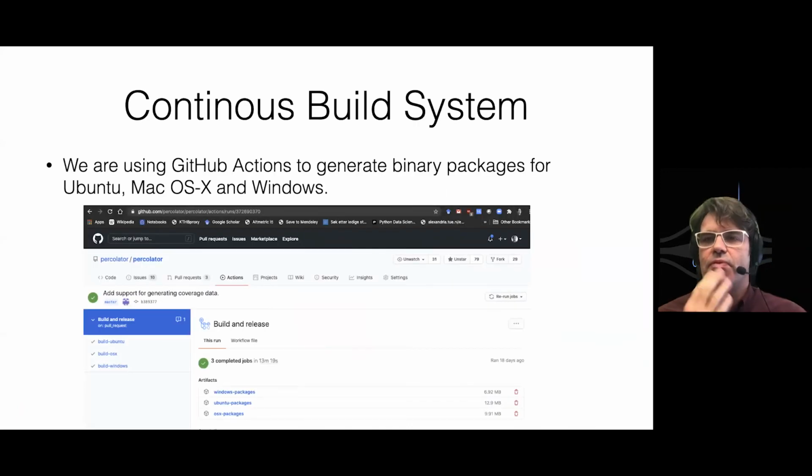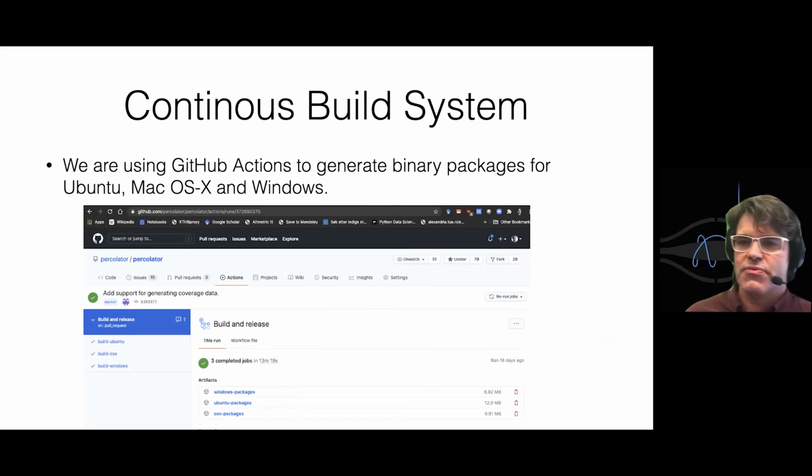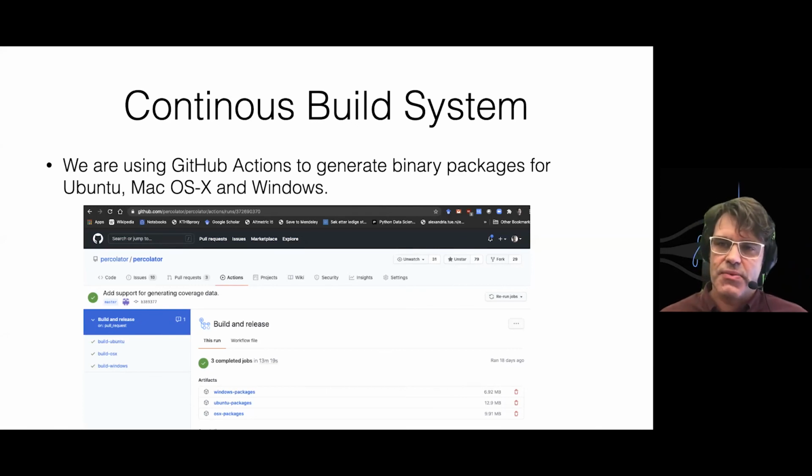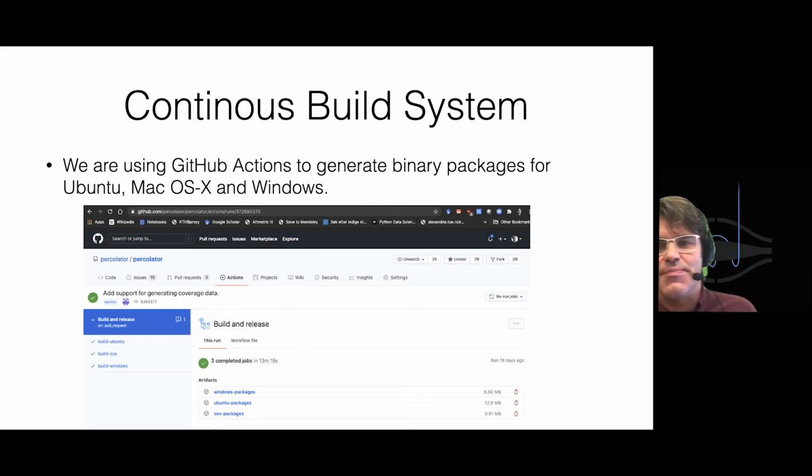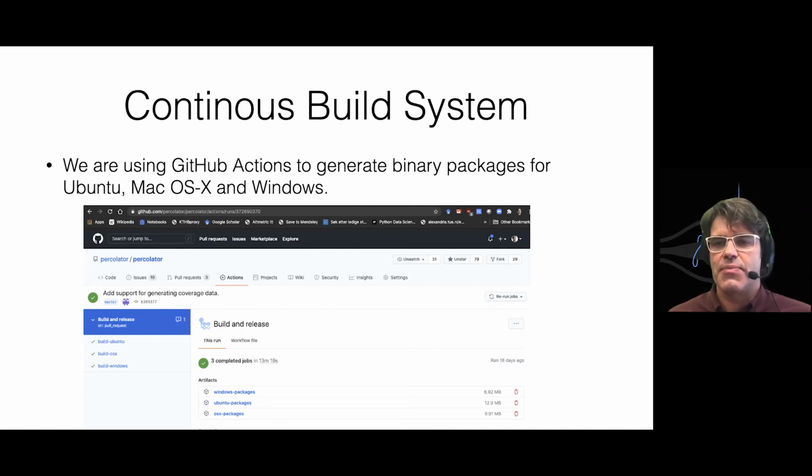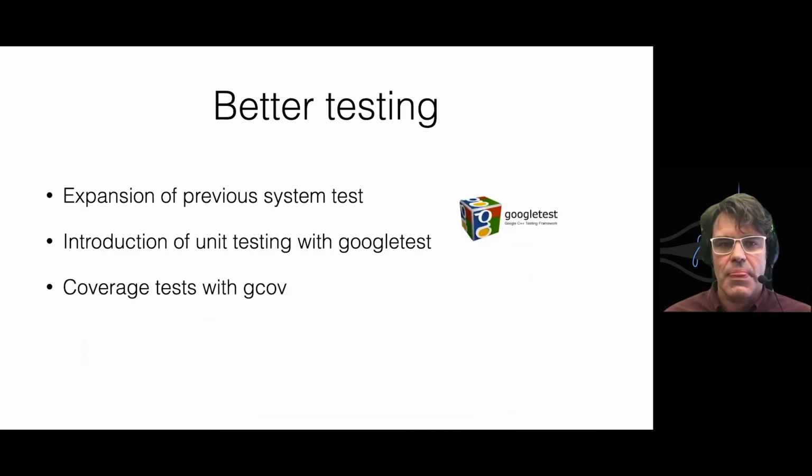So firstly, we were able to introduce a continuous build system for Percolator. We shopped around a bit and selected GitHub Actions, as it was easy to generate artifacts from it. And so in our case, we generate binary packages directly for Ubuntu, Mac OS X, and Windows. And we can introduce a better testing framework. We've always been maintaining system level tests, but now we are as well able to do things like unit testing with Google Test, and as well introducing coverage tests with GCov. All these are things that we just couldn't do before, or just didn't have time to do before.